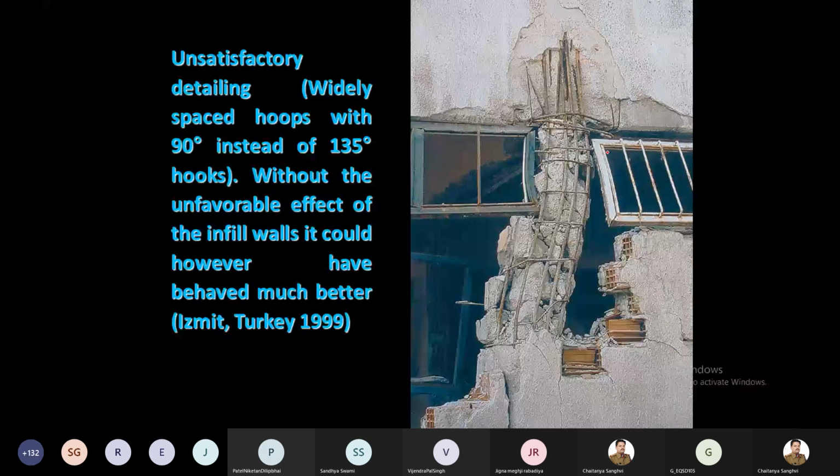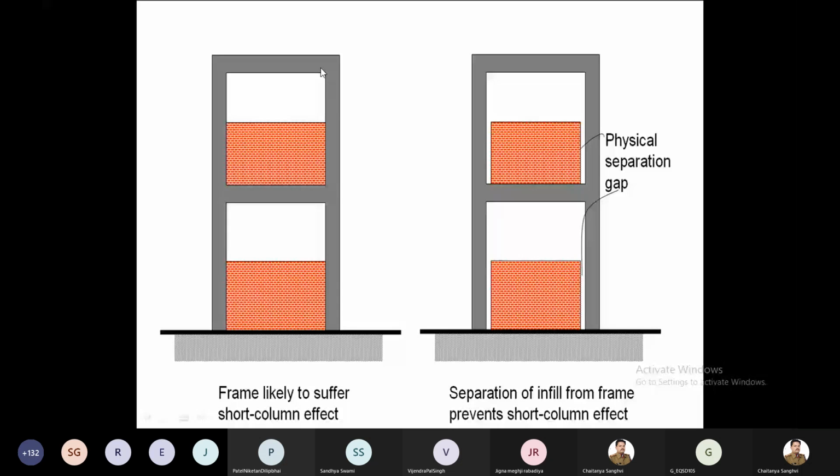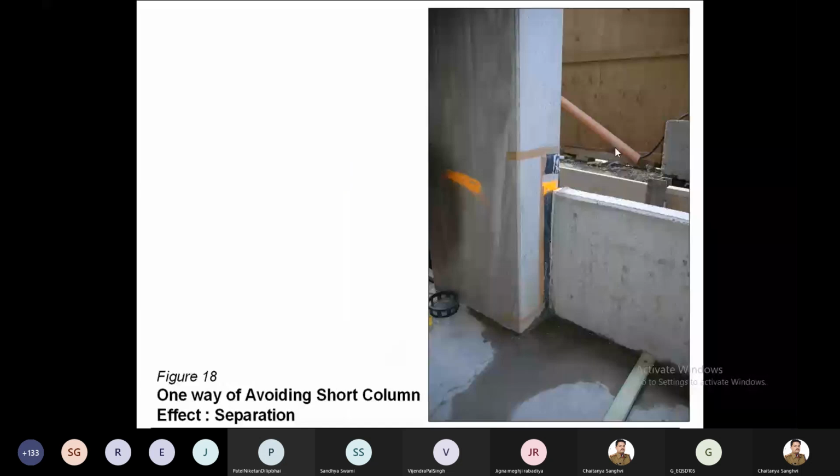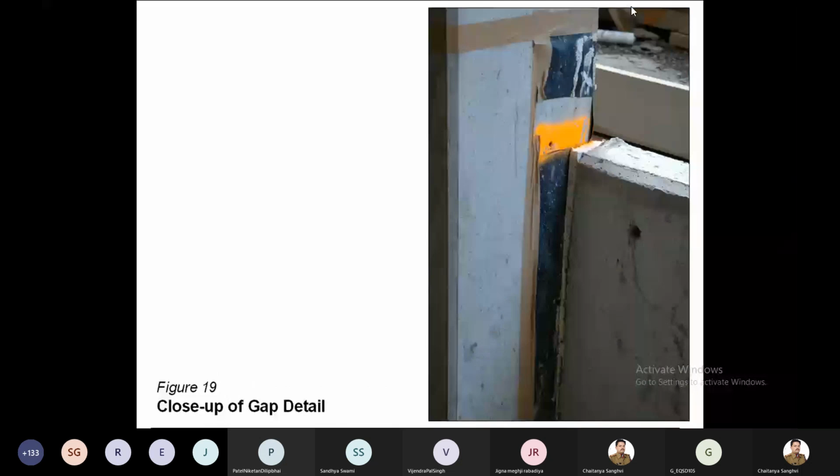So what is the solution? The problem arises when we are not allowing this column to move for the full height, right? So the solution is you allow this column to move for the full height. It means you have to allow the separation of the masonry wall from the columns, and you have to allow this column to move freely. This is a simple solution, right? So separation of infills from the frame, and then the gap is to be filled with the proper material, right? So close the gap details.